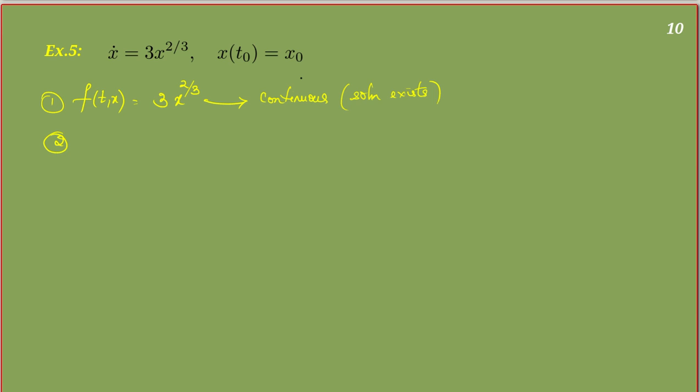Now what about dou f by dou x? It is 3 into 2 by 3, x raised to 2 by 3 minus 1. That is 2 x raised to minus 1 by 3, which means 2 by x raised to 1 by 3, the cube root of x. So what can you say about this? This function is not continuous at x equal to 0.